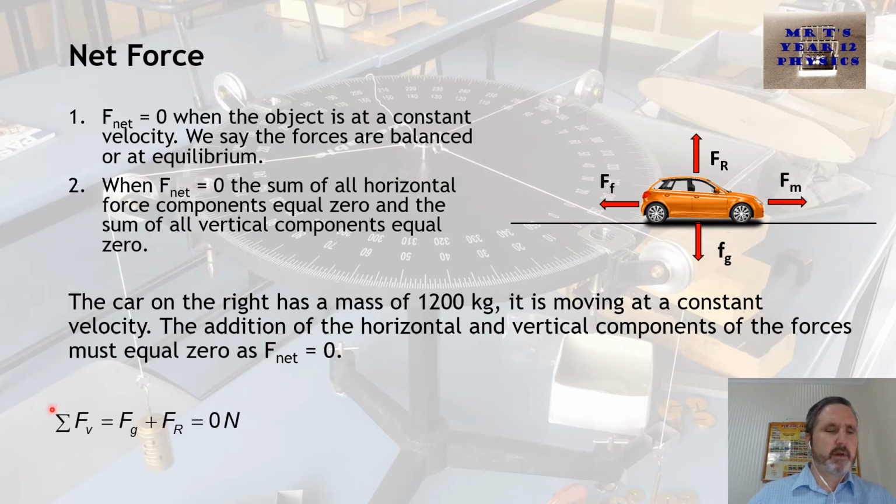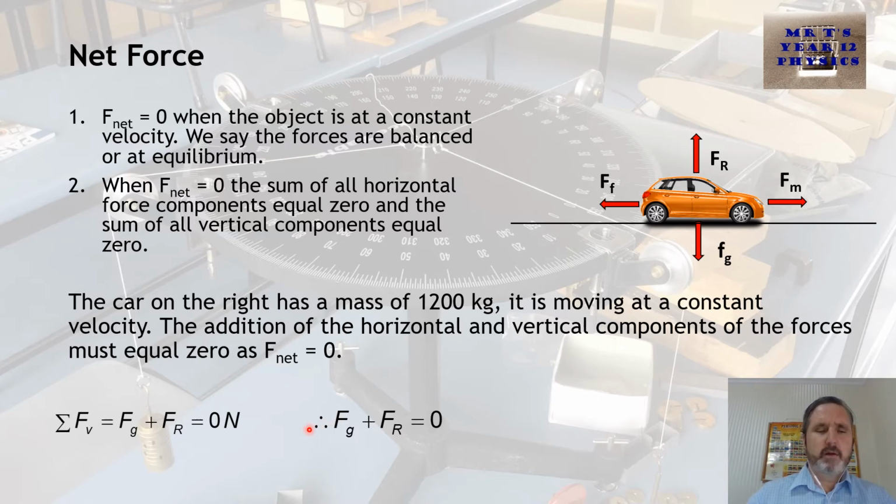So the vertical force here must equal the gravity force plus the reaction force, and they must equal 0. This little sigma sign means the sum of all the vertical forces. The only forces that act up and down here are the ones that have some component in the vertical direction, and they're only FR and FG. FR plus FG equals 0.